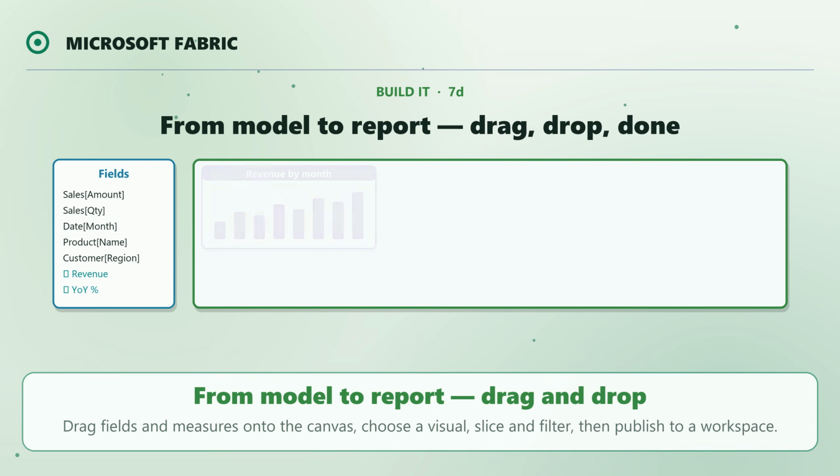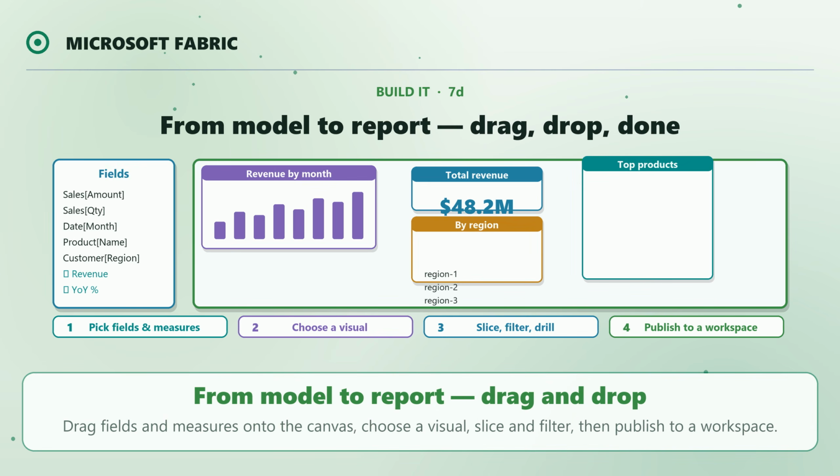All right, we got a model. How do you actually turn it into a report? This part is refreshingly simple, and it's the same experience whether your model is import or DirectLake. On the left is the fields pane, every table, every column, and your measures, marked with that little calculator icon. In the middle is the canvas.